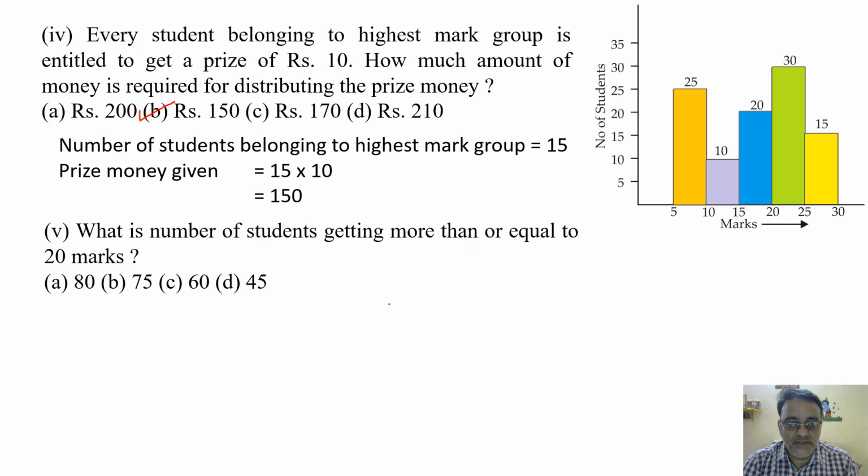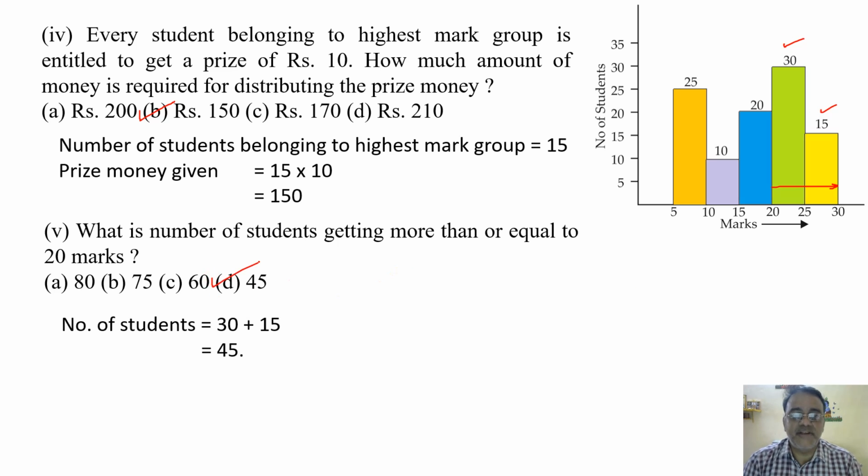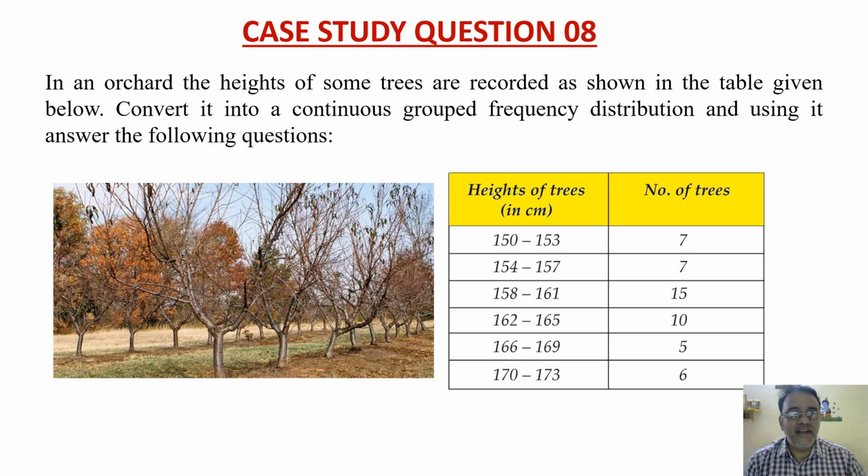Now the last question, what is the number of students getting more than or equal to 20 marks? So more than or equal to 20 marks means we have to add these two. That is 30 plus 15. So 45. And the correct option is option D. Right. So now we are moving toward the next case study question. In an orchard, the heights of some trees are recorded as shown in the table given below. Convert it into a continuous grouped frequency distribution and using it answer the following question.